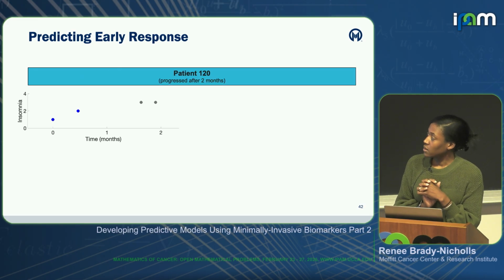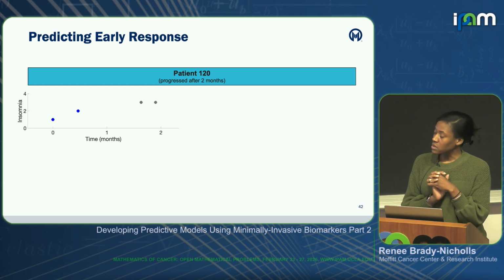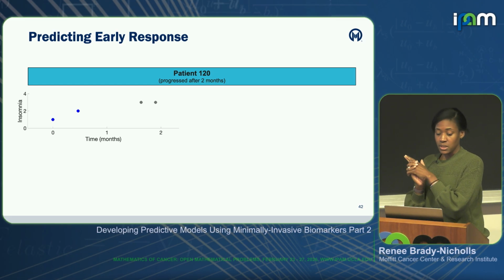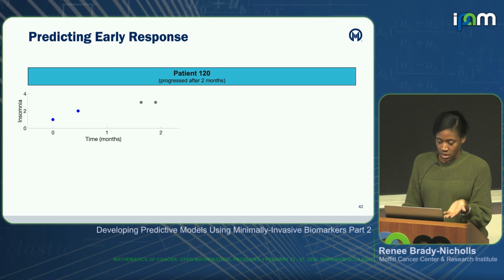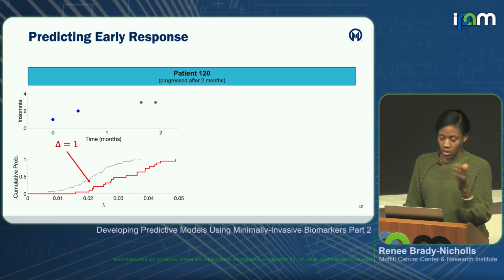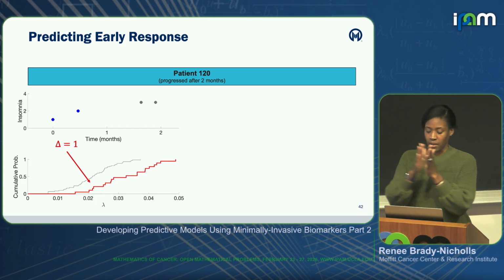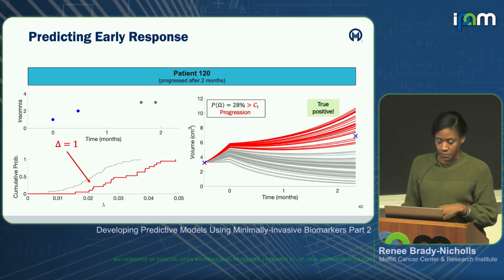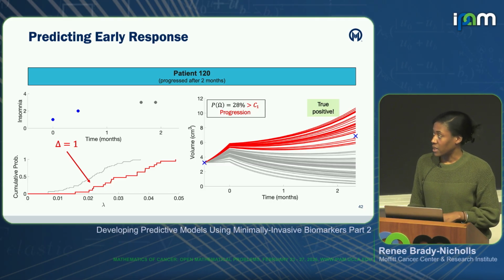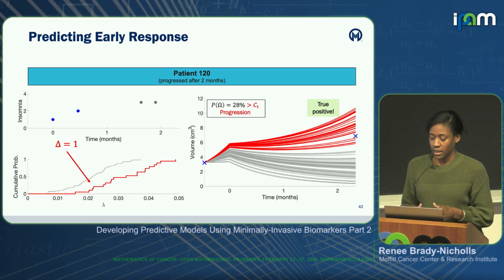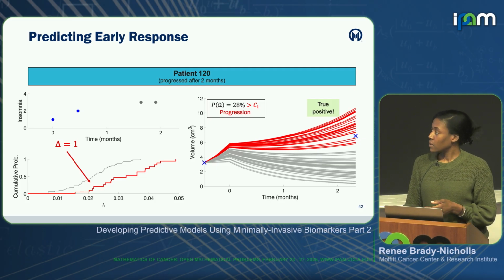All right? Now, for patient 120, this patient progressed after 2 months. You can see that their insomnia levels are increasing consistently over the first 2 months of therapy. And because it's increasing, we're sampling from this lower curve, the red curve. So we sample from the higher lambda values. Now our probability of progression is much higher than the other patient. It's 28%. Again, it's larger than our cutoff, so we're going to predict progression, and in that case, that would be a true positive. Right?